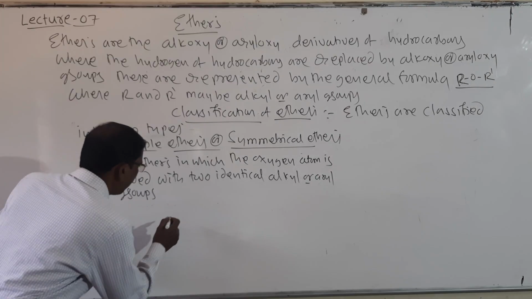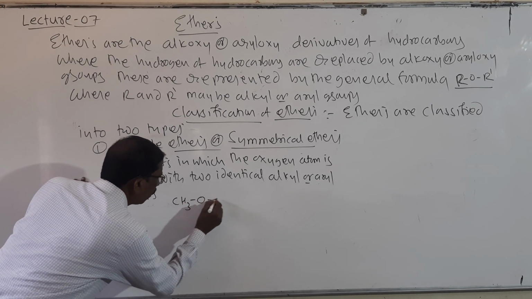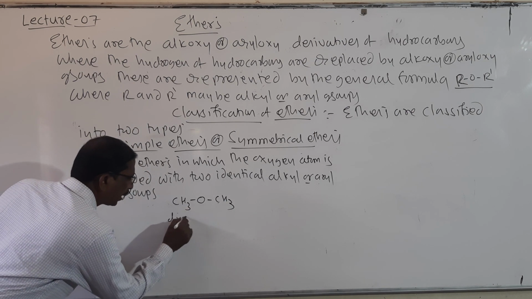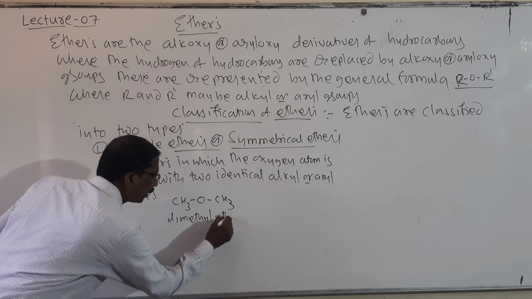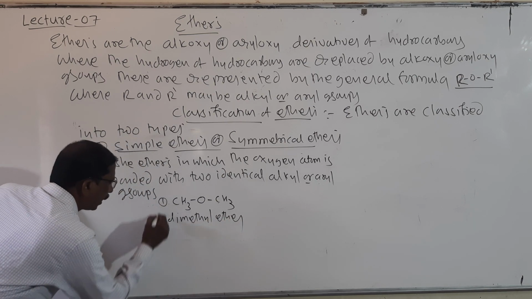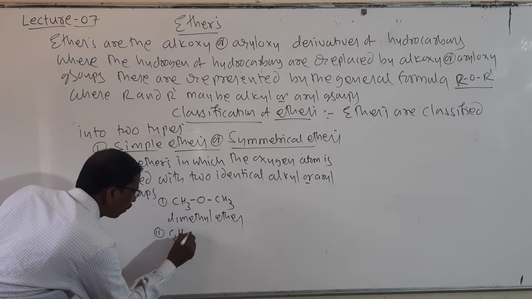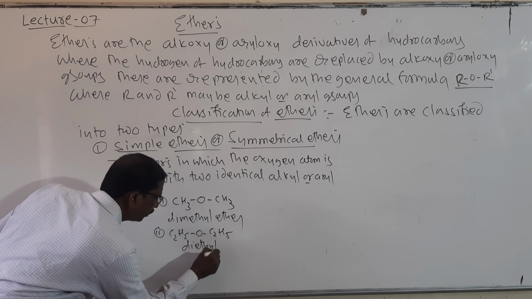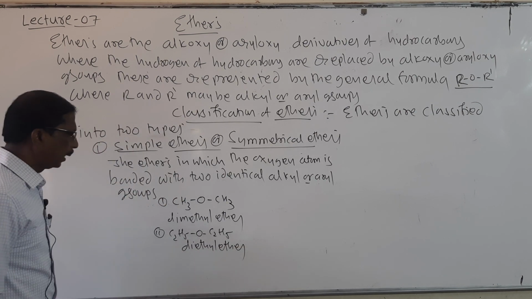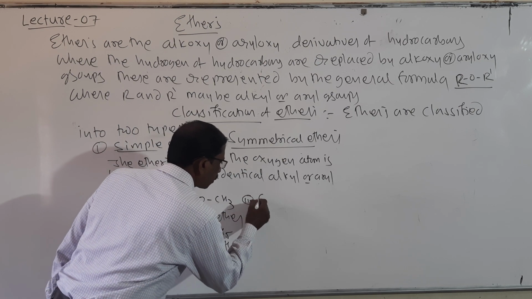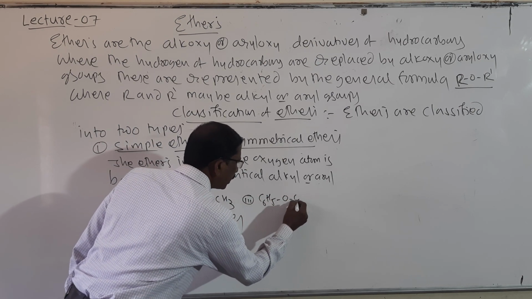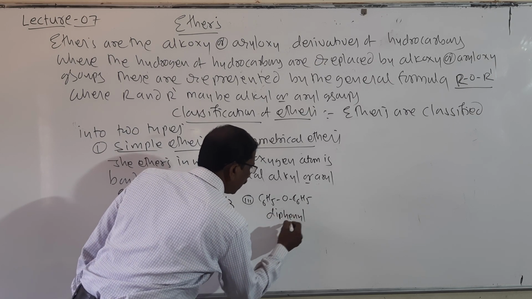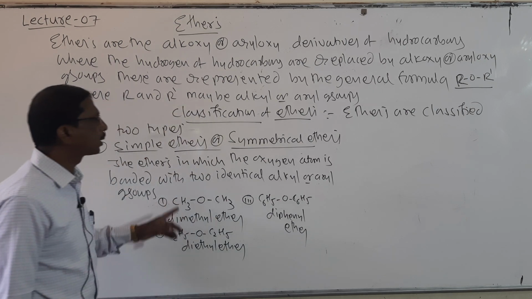And here I will write examples. CH3OCH3. Look here, oxygen is bonded with two identical groups. It is called dimethyl ether. Another example, C2H5OC2H5, diethyl ether. Third example, C6H5OC6H5, diphenyl ether. So here it is the classification.